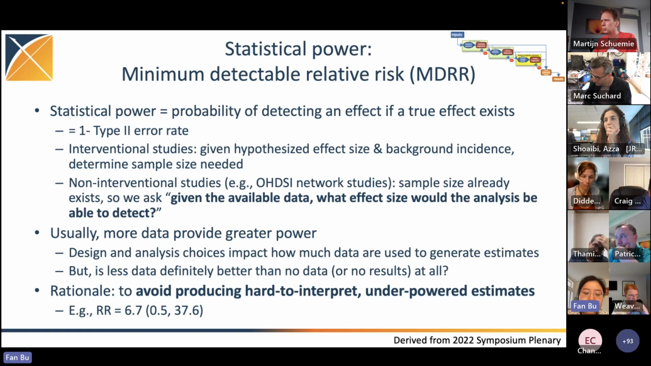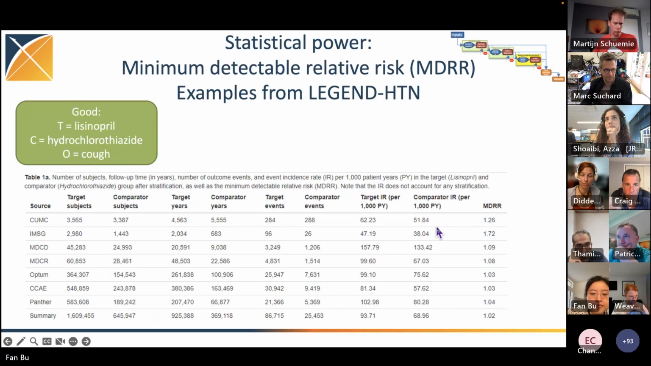So perhaps we only want to keep the kind of evidence that is informative enough so that we don't misinterpret it. And to do this, we calculate something called the minimum detectable relative risk. That's the minimum effect size that our analysis is able to detect.